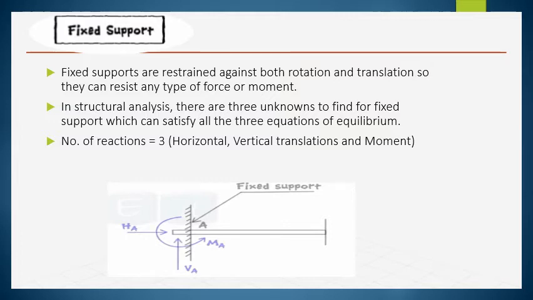Okay. So these are the types of supports: simple support, roller support, hinged or pinned support and the fixed support. Depending upon the kinds of the support, we classify the beams. So, okay, this is how we represent the fixed support.